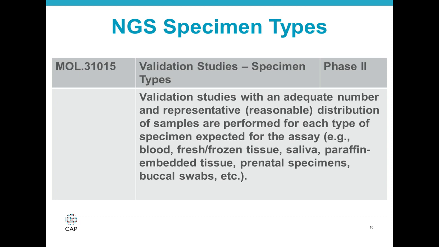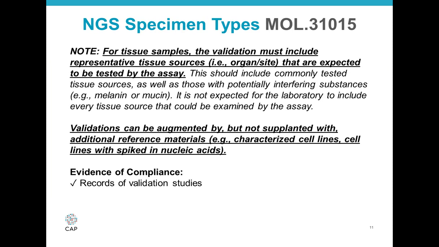The first item for discussion from the molecular pathology checklist involves specimen types and requires that all validation studies have an adequate number of representative clinical samples for each of the specimen types that are expected to be utilized by the assay. So, for example, clinical specimens such as blood, fresh or frozen tissue, saliva, paraffin-embedded tissue, prenatal specimens, buccal swabs, etc., should be utilized as a part of the validation study. The associated note for this requirement also states that validation studies can be supplemented by additional reference materials, such as previously characterized cell lines, for example, that might have spiked-in nucleic acids of known concentration.